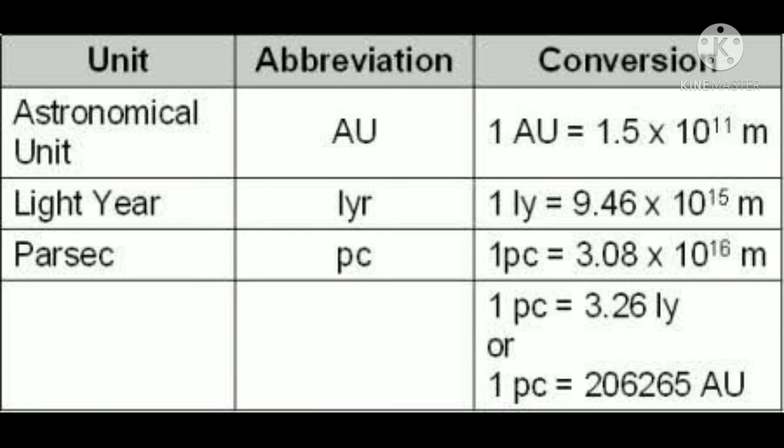And 1 light year is how much? What is the measurement of 1 light year? That is equal to 9.465 into 10 to the power 15 meter. And 1 parsec is how much? 1 parsec is 3.08 into 10 to the power 16 meter, or 1 parsec is 3.26 light year. Okay, so this is the measurement of very big distances of the heavenly bodies.